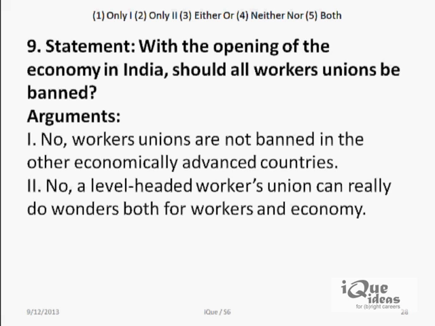The second argument is no, a level-headed workers union can really do wonders both for the workers and economy. Now, is there a clear explanation as to what wonders are going to happen for either the worker or the economy? No. Further explanation is required. This argument seems a bit ambiguous and hence we would not consider it to be a strong one. And hence the answer option would be 4, neither nor.